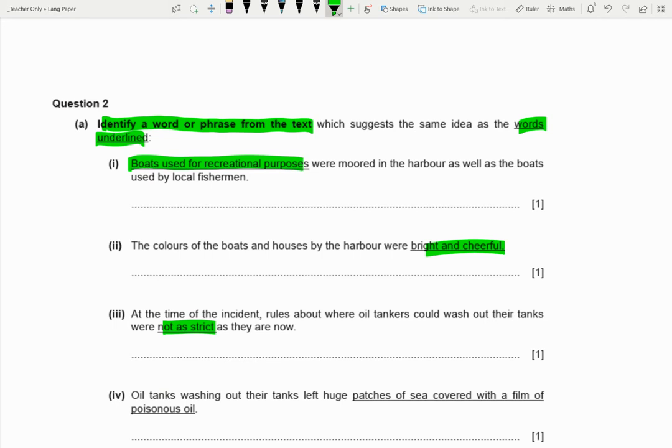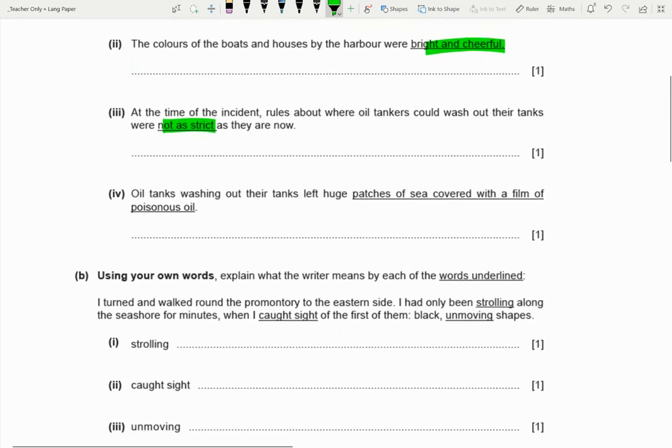Quite a few students in the recent mock exam were adding phrases from the text that incorporated other elements of the quote, for example, "moored in the harbour". There is no need to do that. Just focus on the words that are underlined. Do exactly what the task asks of you.